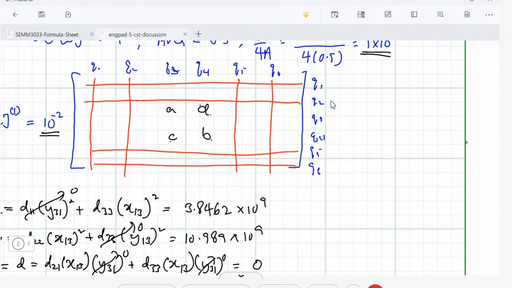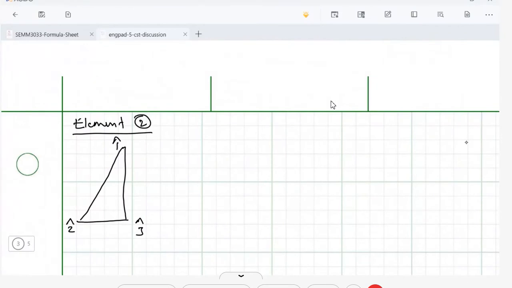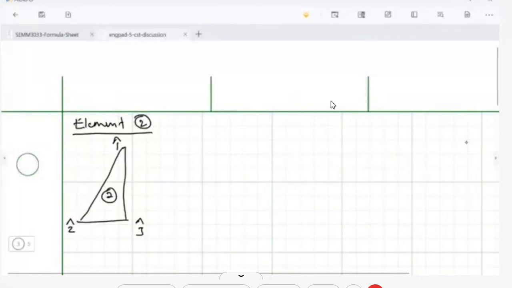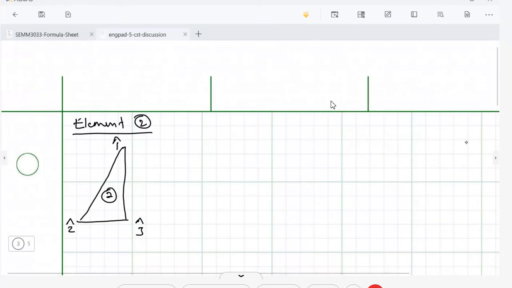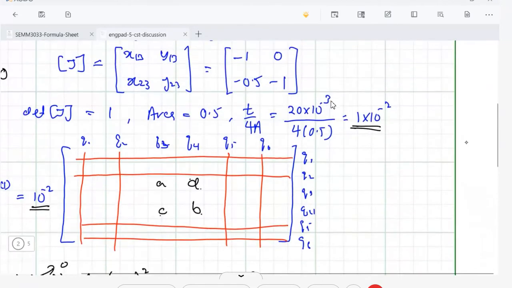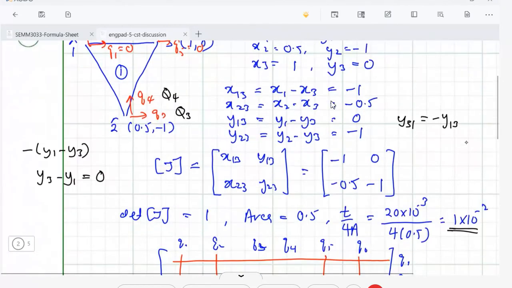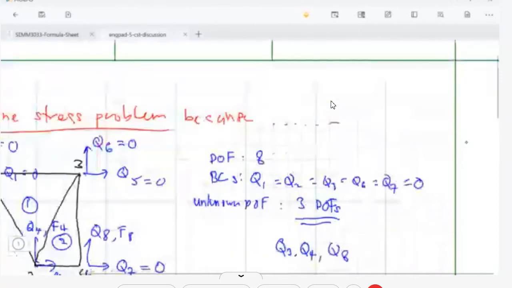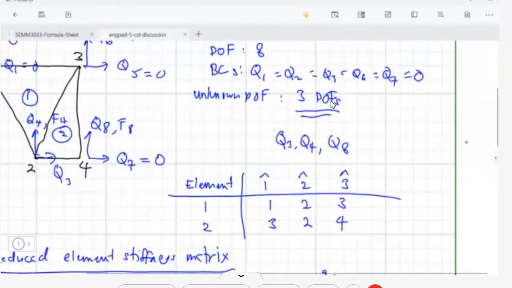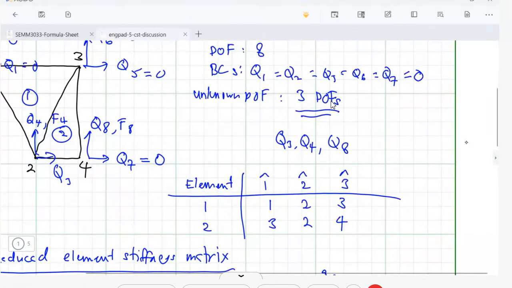So let's look at this one. Again, this is for element number 2. For element number 2, you can see that my numbering is 1, 2, 3 counterclockwise, and note that this is the one we had for local. And if we look at the global coordinate, the global here, this is 3 to 4, 3 to 4. So 3 to 4 or 1 to 3. Okay, this is why this element connectivity table is very important.